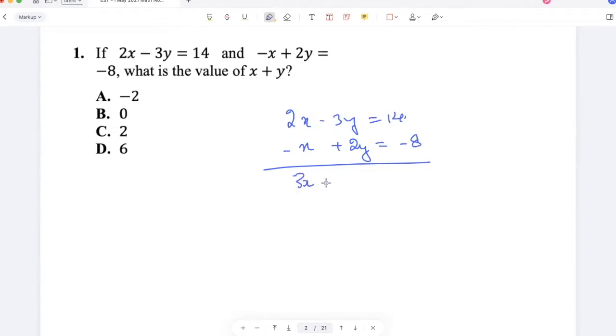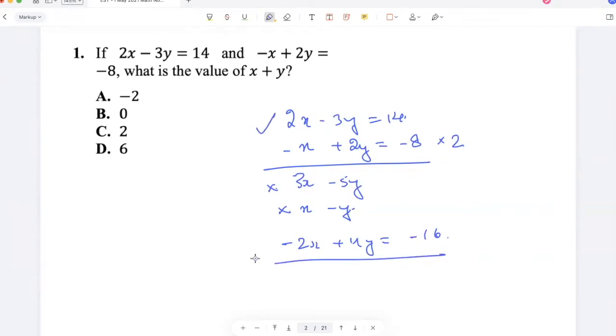3x minus 5y, so that doesn't help me. And if I add them, I get x minus y. So that also doesn't help me. Okay, so let's just find the individual values. So let's multiply this by 2. So I'll get negative 2x plus 4y is negative 16.